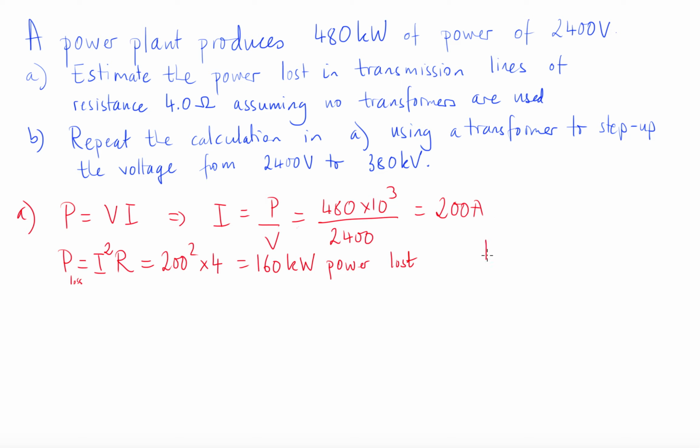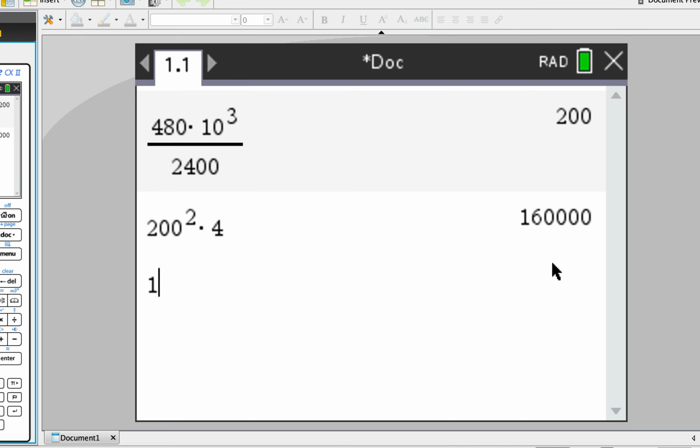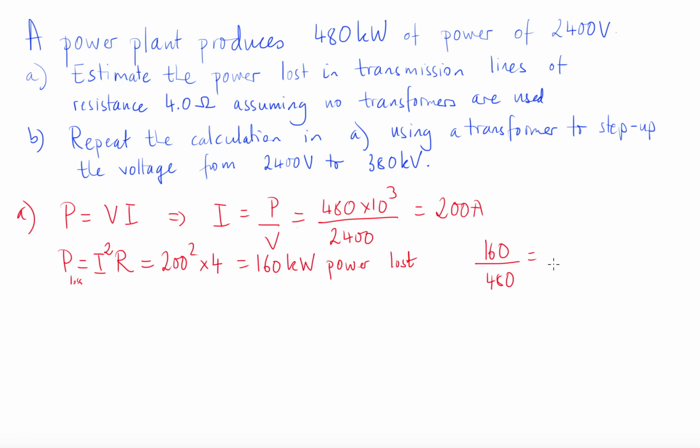So if I take 160 divided by 480, I get a third, or 0.33, or 33%. That means 33% of the power produced is lost.